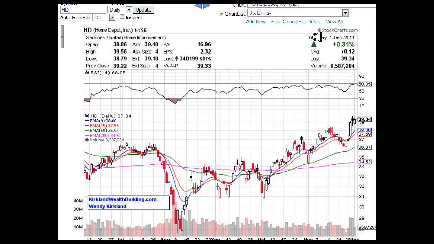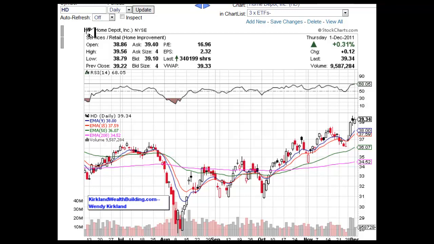The symbol that you'd like to look at can be placed in this spot right here, and you can change it. Today I have put in Home Depot, which is a company that most of us are familiar with. If you want to look at IBM, you would put in the IBM symbol, click update, and it would give you a chart for IBM. Today, like I said, we're going to concentrate on Home Depot.